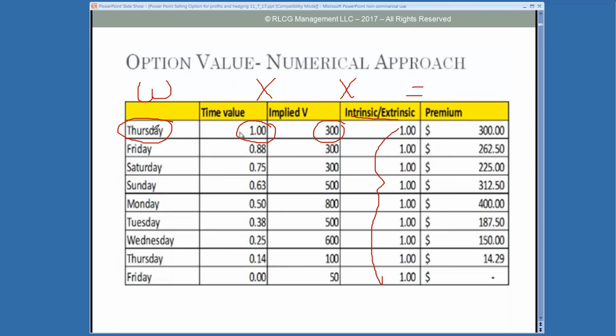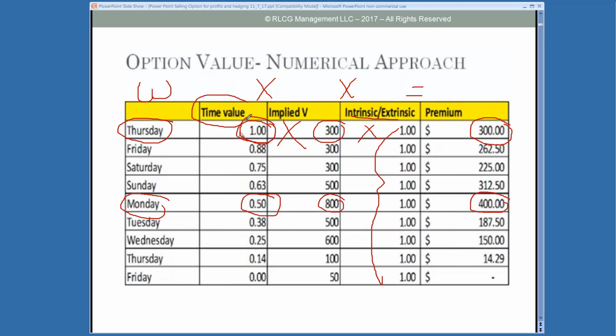So if you look here at Thursday, you've got 100% time times the implied volatility. We put it at 300 times the underlying value, so that puts the price of this option on day 1 at $300. Then you'll notice on Monday that the time value portion is cut in half. So even if you increase the implied volatility in this example up to 800, you can see that the price of the option barely went up.